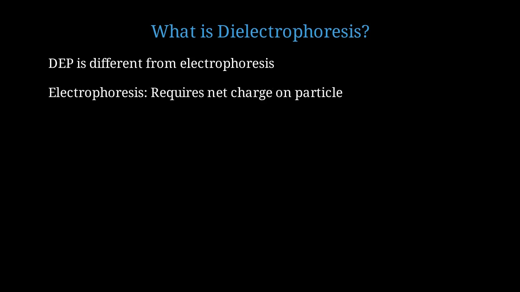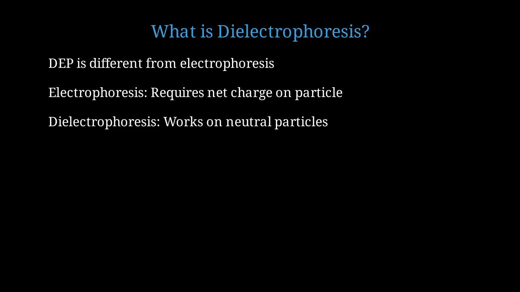Electrophoresis requires the particle to have a net electrical charge. Charged particles move in a uniform electric field toward the electrode of opposite polarity. Dielectrophoresis, on the other hand, works even on electrically neutral particles. It doesn't require any net charge at all. This is remarkable and counterintuitive.